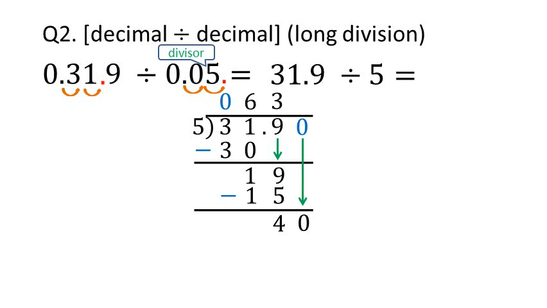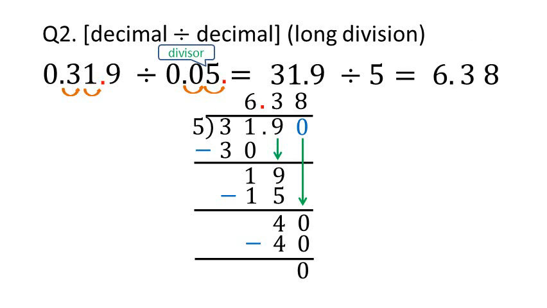Now we consider 40. How many 5s can fit into 40? We can fit 8 5s in 40. 5 times 8 is 40. Subtract 40 from 40, which is 0. We now need to deal with the decimal point, which moves up into the answer. We have the answer 06.38, but we don't need the 0, so the answer is 6.38.